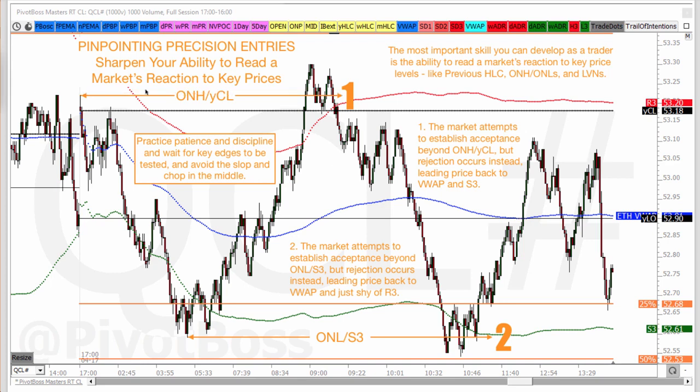So step 1, we're waiting as price pushes through. Step 2, price pushes back, and we know that market participants are going to come and defend. Step 3 is watching that level right there.